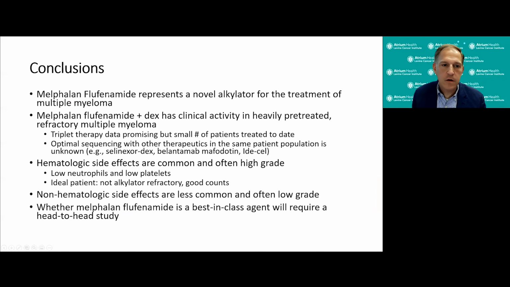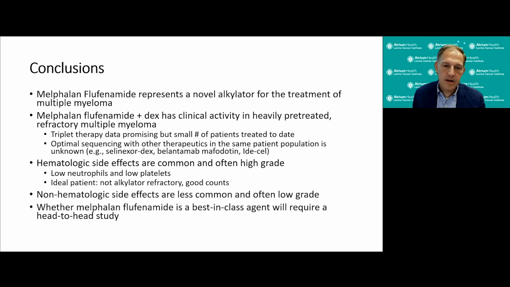So to conclude, Melphalan Flufenamide represents a novel alkylator for the treatment of relapsed refractory multiple myeloma. It has clinical activity in heavily pretreated patients. The triplet therapy data from the ANCHOR study are promising, but small numbers of patients have been treated to date. We don't know what the optimal sequencing of this drug is going to be with other therapeutics in the same space. For example, selinexor, dexamethasone, belantamab mafodotin, and ide-cel, which we'll talk about in a moment.